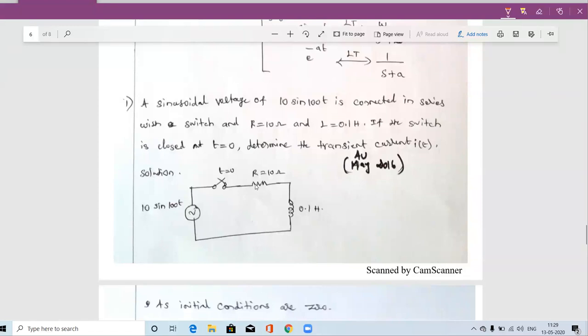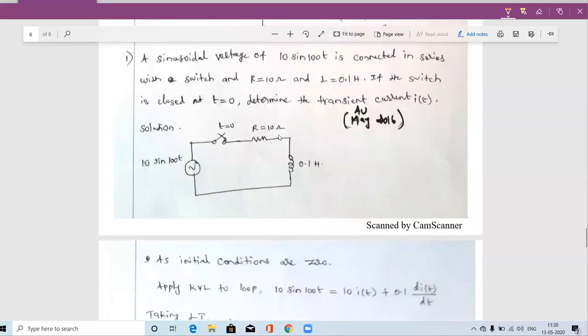So you have to draw the diagram. Here the diagram is not given, only the question is given. What question have they given? A sinusoidal voltage of 10 sine 100t is connected in series with a switch with resistance and inductance. The values are given. If the switch is closed at t equal to 0, determine the transient current i of t. This is the May 2016 question. If they ask this question, it is a 13 mark question. It will come.